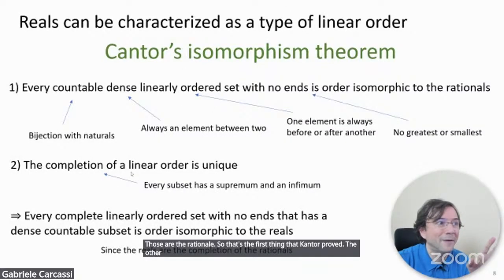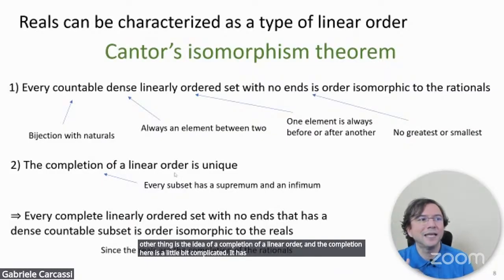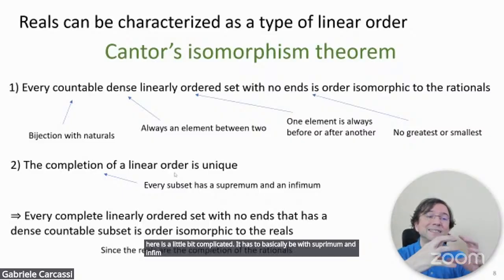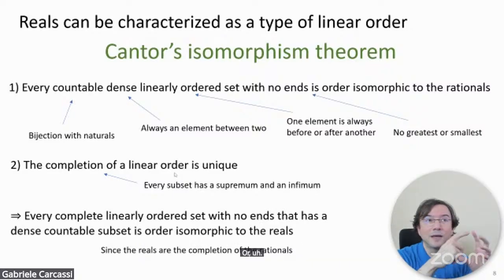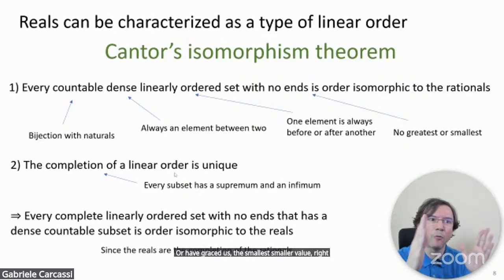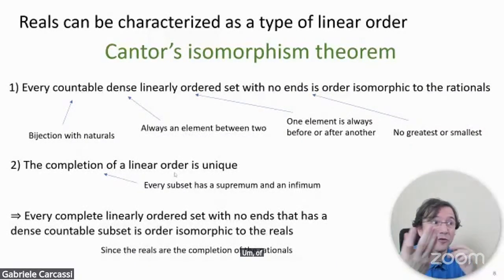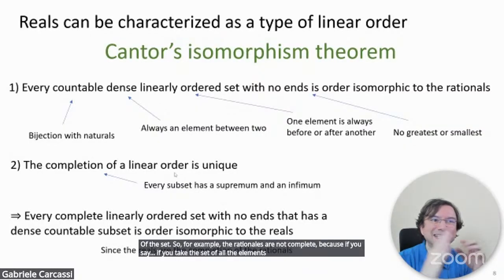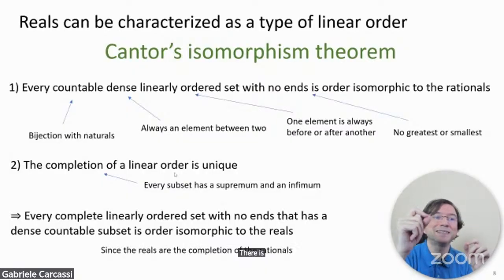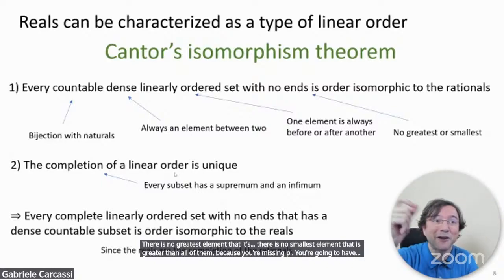The other thing is the idea of a completion of a linear order. And the completion here is a little bit complicated. It has to do with supremum and infimum. If you get a set, you can always find a least upper bound or a greatest lower bound, right? You can basically bound it with two elements of the set. So, for example, the rationals are not complete because if you take the set of all the elements that are less than pi, there is no smallest element that is greater than all of them because you're missing pi. You're going to have lots of things that are greater than pi, but there is not going to be a smallest one.